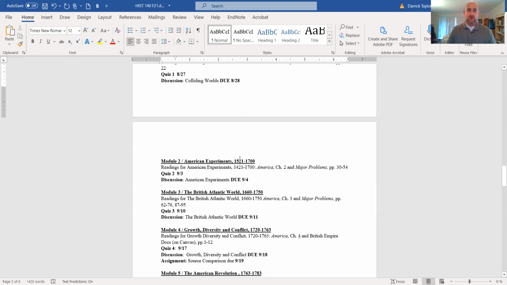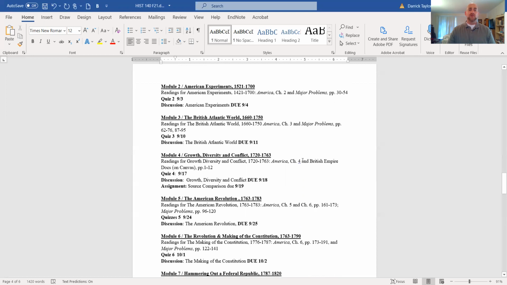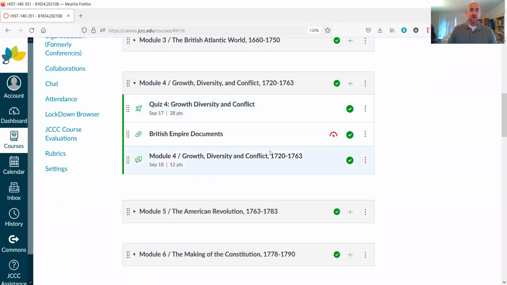Module 2, week 2 in America, it's American experiments. And so you'll have the pages there. The British Atlantic world, we start focusing on the British colonies more specifically. Week 4, you get your first set of readings, and I actually should go through this here. We're going to look at this on the Canvas site and show you the readings, because yeah, we're on module 4.